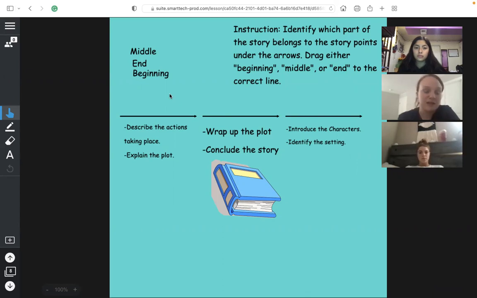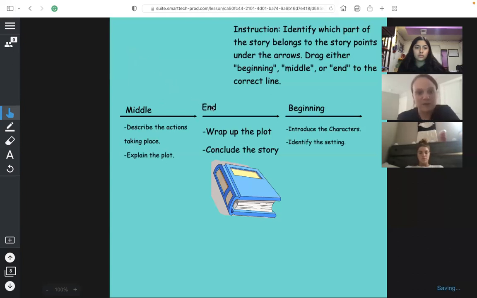So the beginning, you would drag to introduce the characters and identify the setting. And then the middle would go above the describe the actions taking place. And end would go over wrap up the plot and conclude the story. So again, this just kind of helps give them a little outline for their own story.